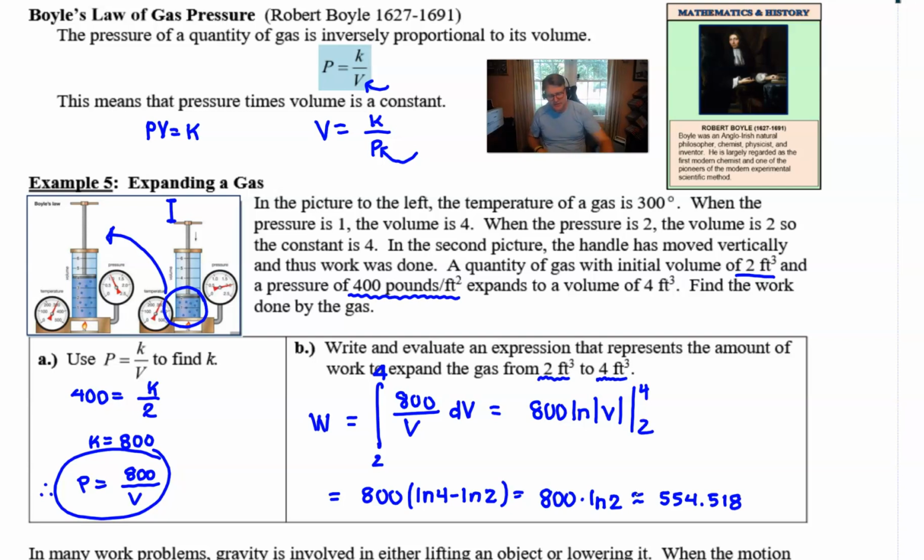And our units for work are very traditional, right? A distance and a force. And so we can see that pounds was our force and our distance was feet. So we're once again dealing with foot-pounds. And that is how you could use calculus to solve a Boyle's law problem. Again, a little different because our independent variable was not a distance.